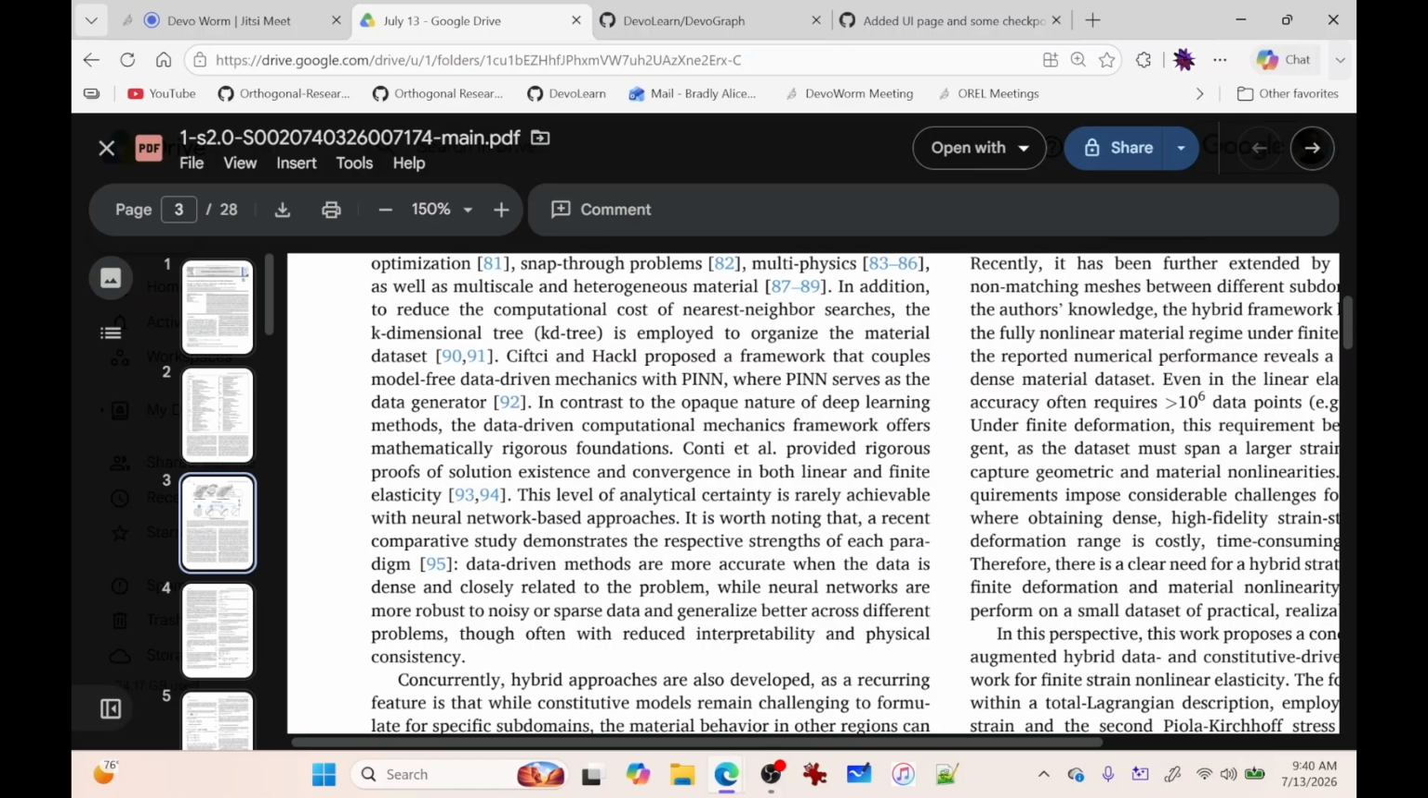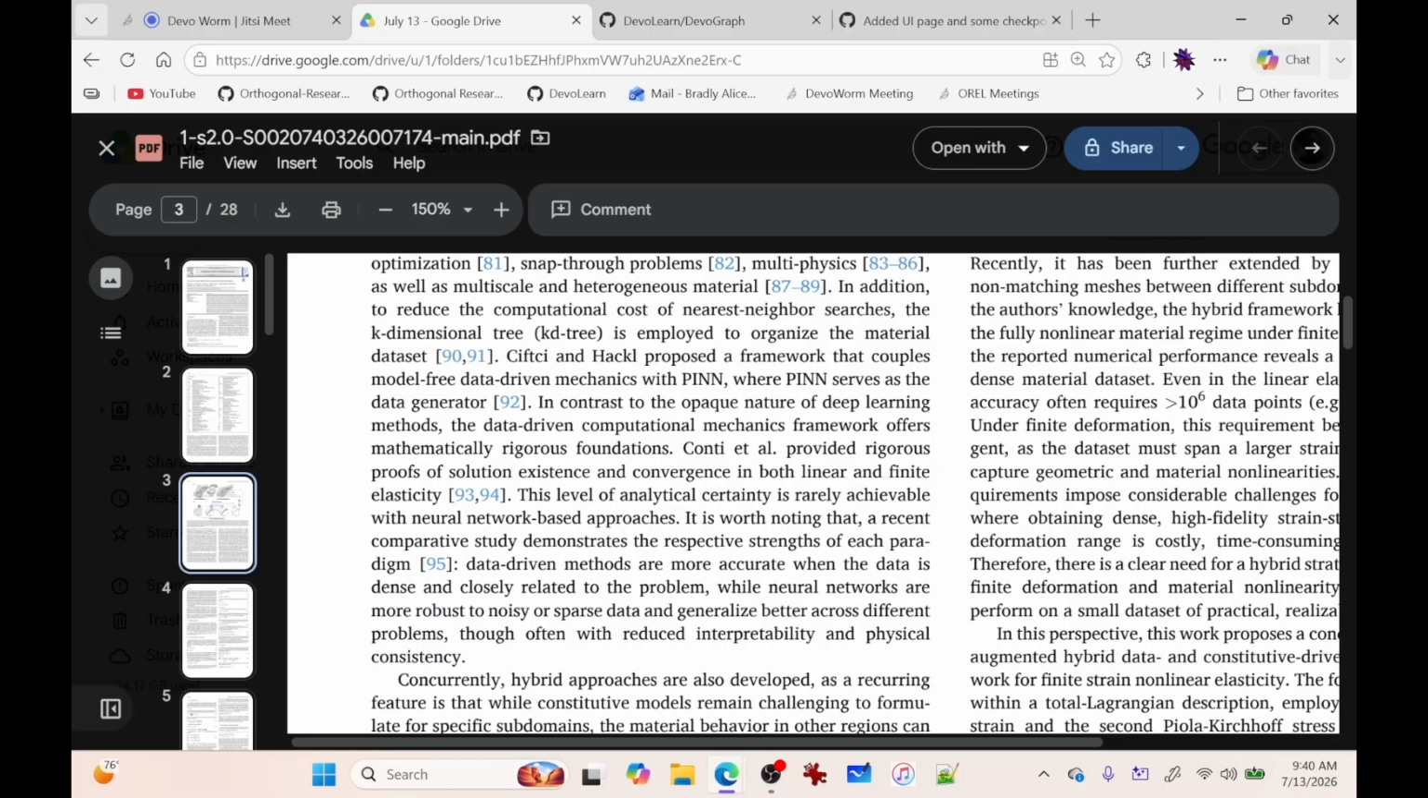It is worth noting that a recent comparative study demonstrates the respective strengths of each paradigm. So there are two paradigms here that we're kind of comparing. The first is data-driven methods, and the second is neural networks. And so those are kind of contrasted in this citation 95.